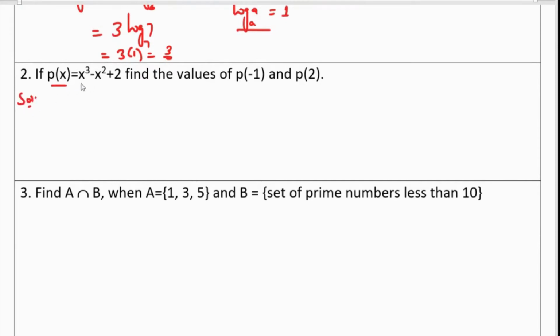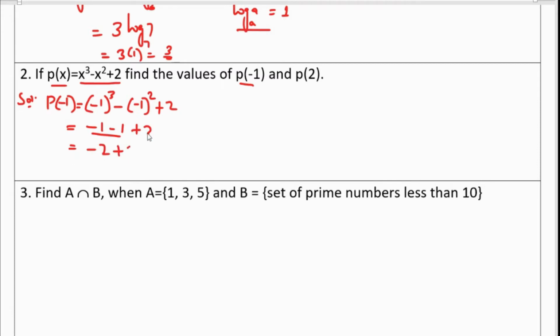P of x is x cube minus x square plus 2. Find the value of p of minus 1. So wherever x is there, we have to replace it with minus 1, students. So minus 1 cube minus minus 1 square plus 2. We all know that minus 1 cube value is minus 1, minus 1 square value is plus 1, so minus 1 minus 1 is minus 2 plus 2. Minus 2 plus 2 value is 0.